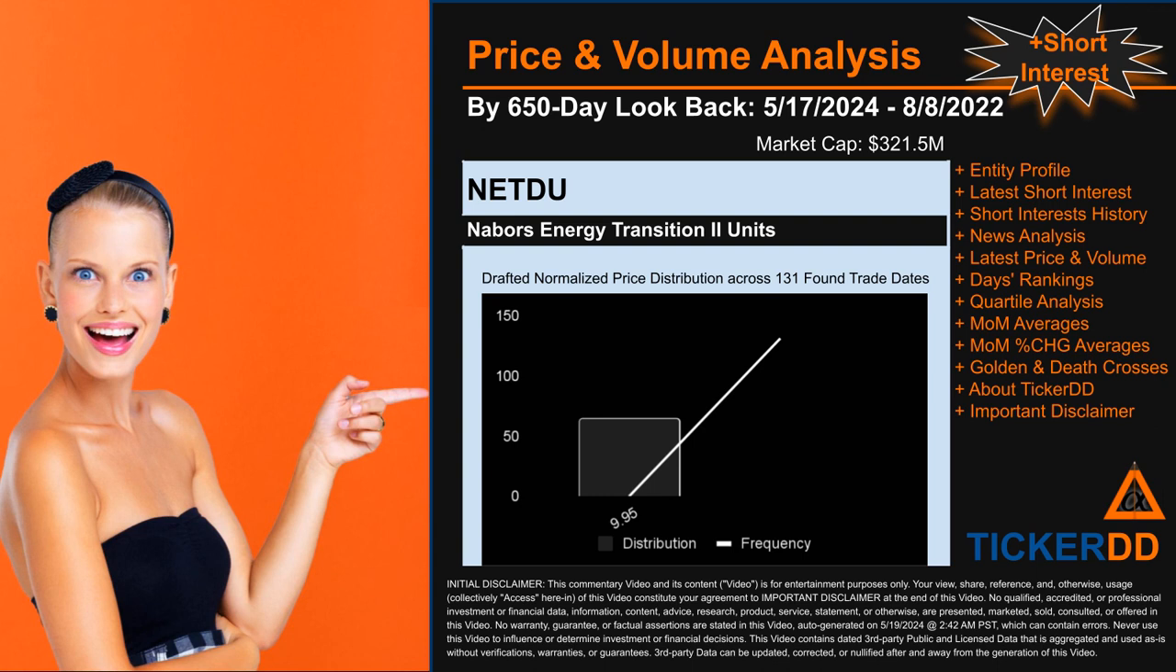The chart shown on this page is our initial attempt at studying the price for NETDU after dynamically normalizing price distribution across those discovered trade dates. The bar chart is the generated distribution and the overlaid line graph, if it is generated, is the frequency of the prices on the x-axis. We will enhance this look-through as our model progresses in the next iteration.